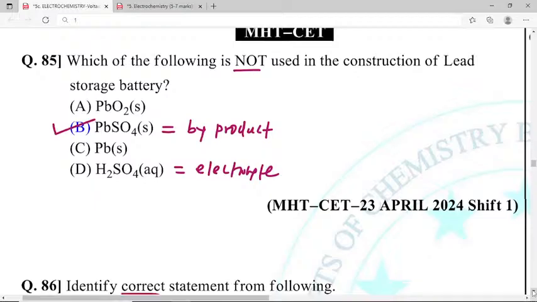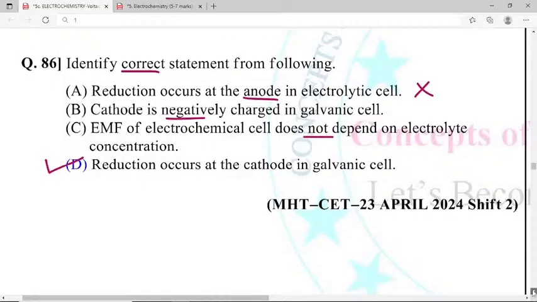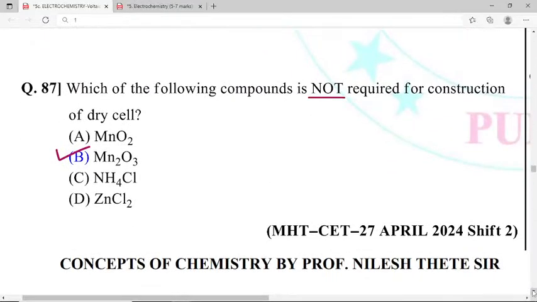Okay. Which of the following compounds is not required for construction of dry cell? So Mn2O3 is not required for construction of dry cell because it is a byproduct. It is a byproduct.